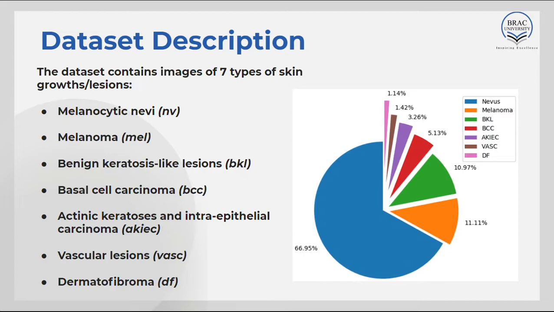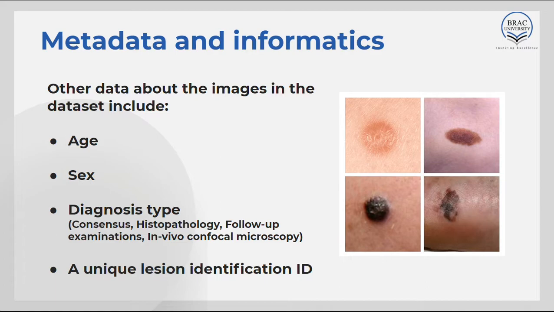The pie chart on the right shows us the distribution of the 7 categories in the entire dataset, with almost 3/4 of the dataset containing pictures of melanocytic nevi. Other information about each of the images in the dataset includes the age and sex of the patient and the diagnosis type of the image.